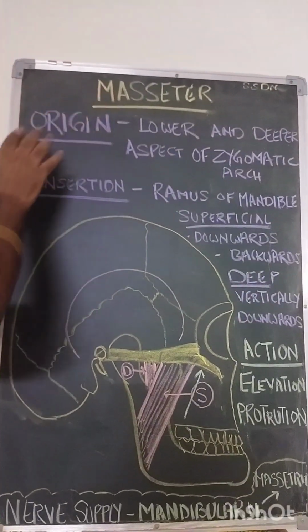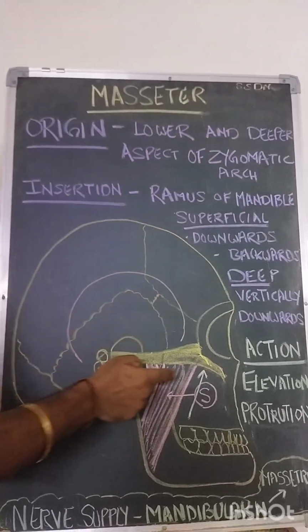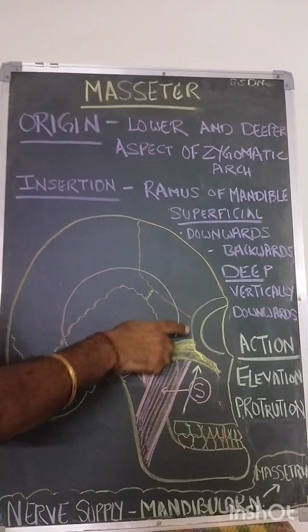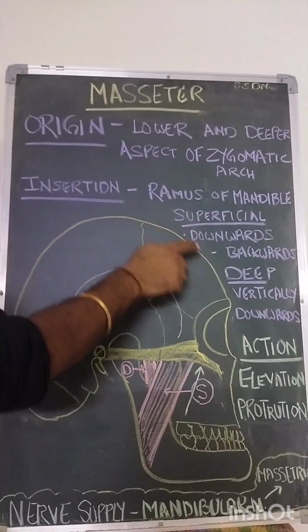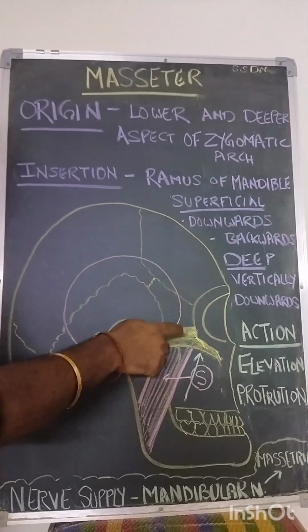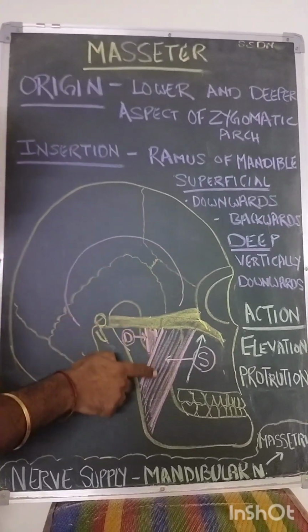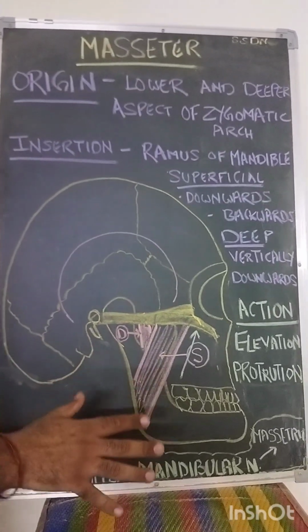Origin of masseter muscle: it arises from the lower and deeper aspect of the zygomatic arch. Insertion: it inserts into the ramus of the mandible as two fibers, superficial and deep fibers. The superficial fibers run downwards and backwards, whereas the deep fibers run vertically downwards, and they both merge together and enter the ramus of the mandible.